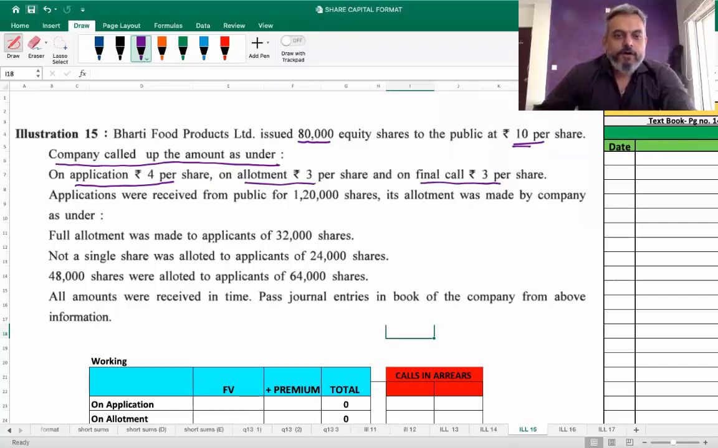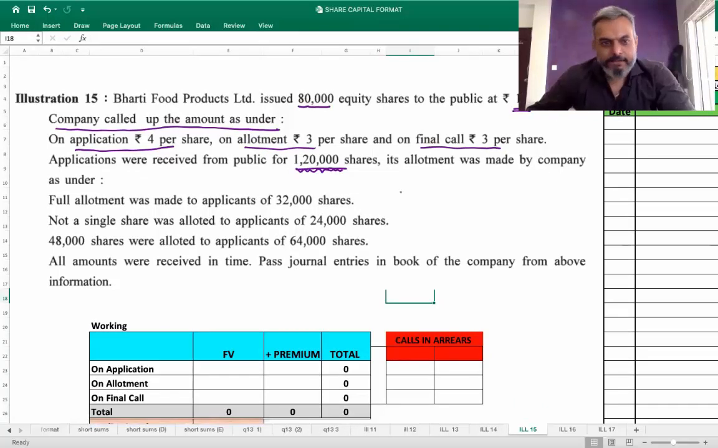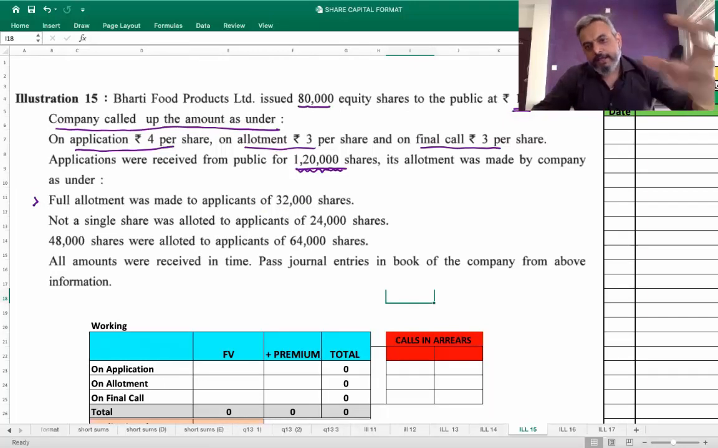Applications were received from the public for 1,20,000 shares. So we received applications for 1,20,000 shares, but we have to issue only 80,000. Allotment was made by the company as under. Full allotment was made to applicants of 32,000 shares, meaning these shareholders got all the shares they applied for.